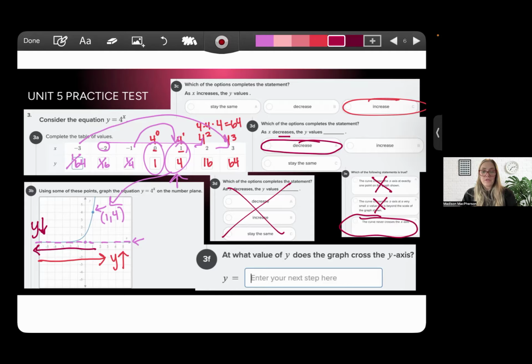And then, at what value of y does the graph cross the y-axis? So here's your y-axis right here. We cross right there, and the y value there is 1. So y equals 1.